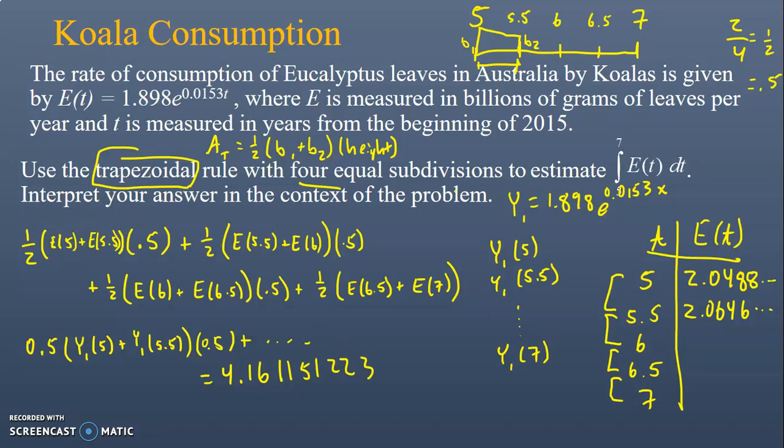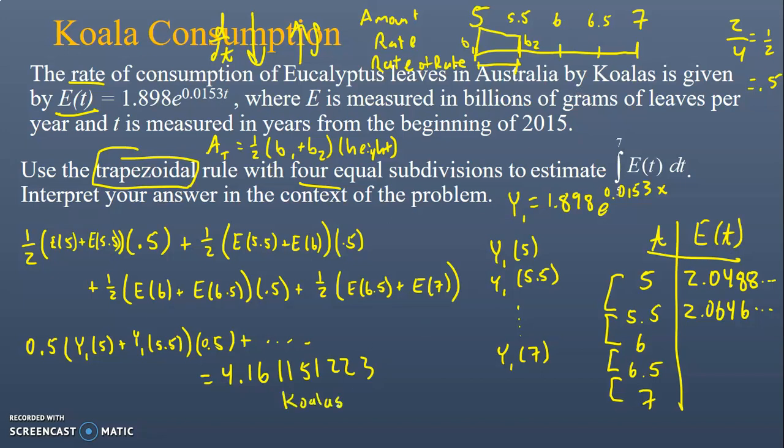So let's interpret my answer in the context of the problem. So E was a rate. First of all, if I integrate a rate, if I go up from a rate, we're going to be at an amount, because it's like amount and then a rate, and then below that would be a rate of a rate. So to go down levels, you're taking the derivative. To go up levels, you're doing the integral. So if I go from a rate and I take an integral, I'm going to be at the amount. So this is the amount of leaves that the koalas have eaten. This would be billions of grams.